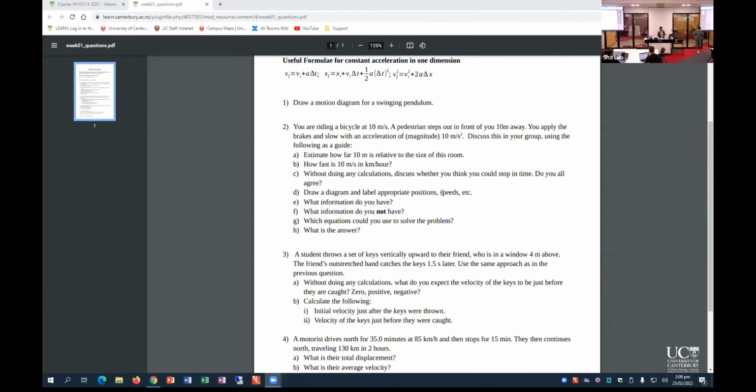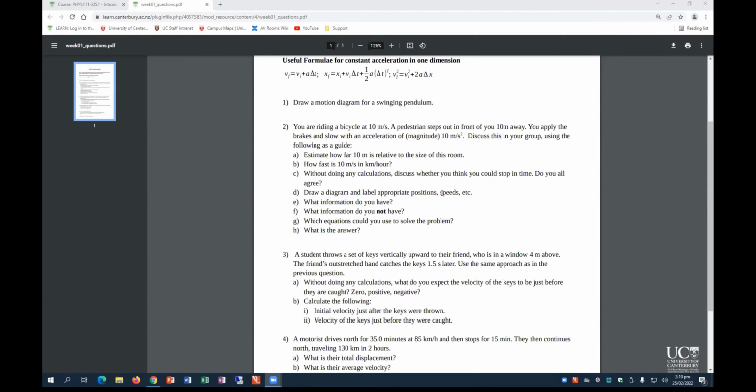Question 2, you're riding a bicycle at the speed of 10 meters per second. A pedestrian stepped out in front of you, 10 meters away. So in this question, you start to slow down. So what is the scenario here?